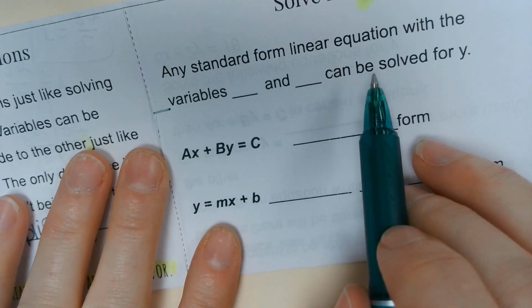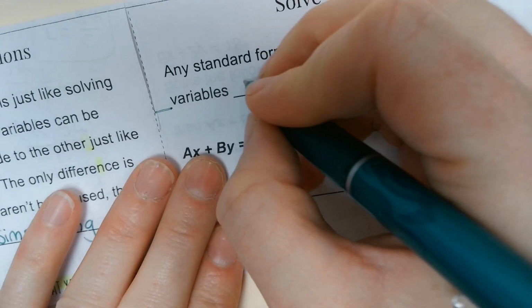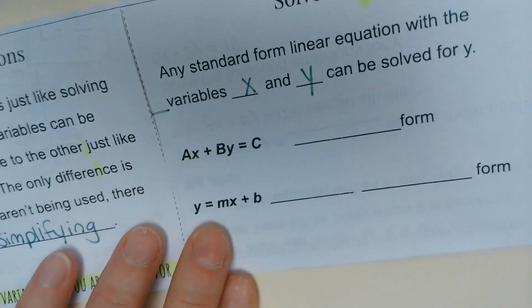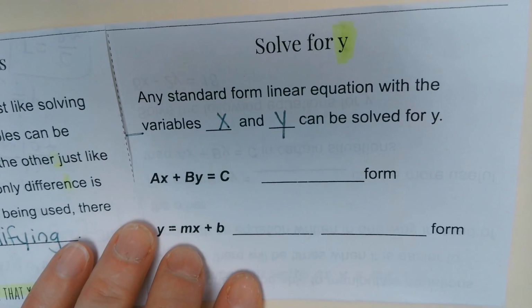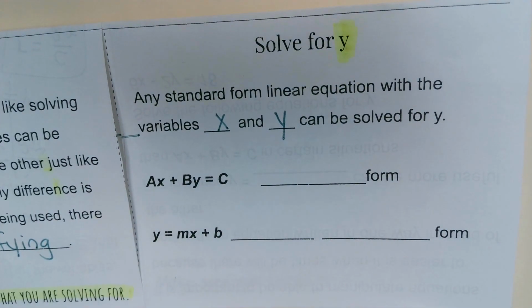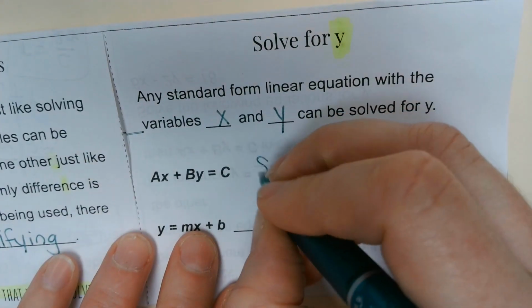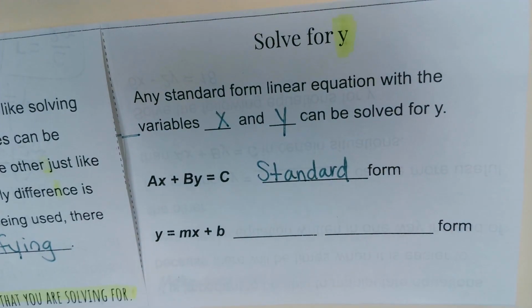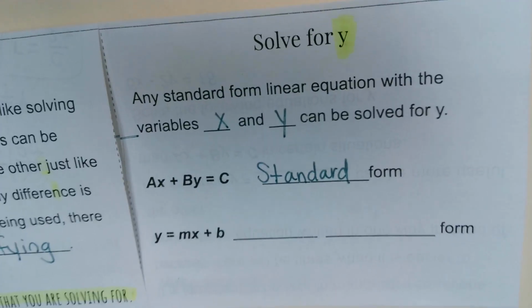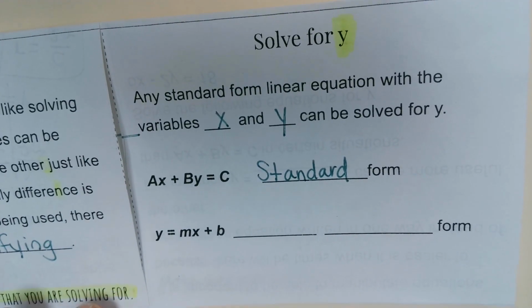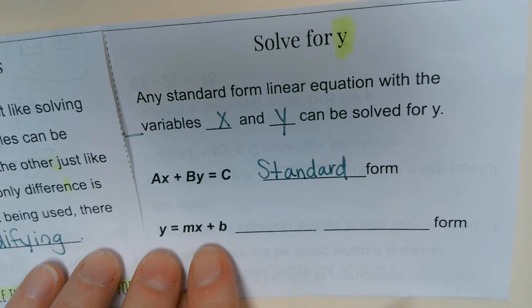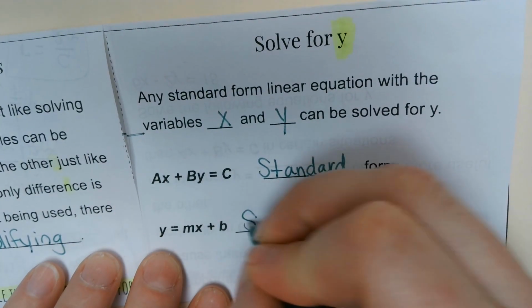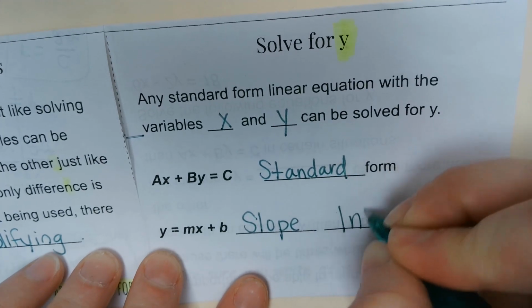Any standard form linear equation with the variables x and y can be solved for y. This first equation is called a standard form. All of this on this other tab, the solve for y tab, you're going to see this throughout the next couple of units. So you're just being introduced to it right now. You're going to see it again and again. This other equation, I bet you've seen this before. Y equals mx plus b. It's called your slope-intercept form.